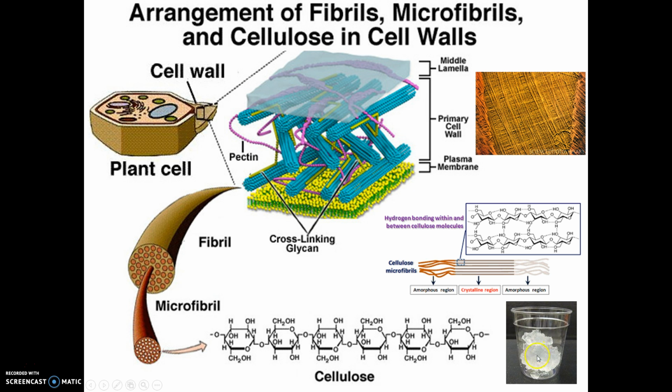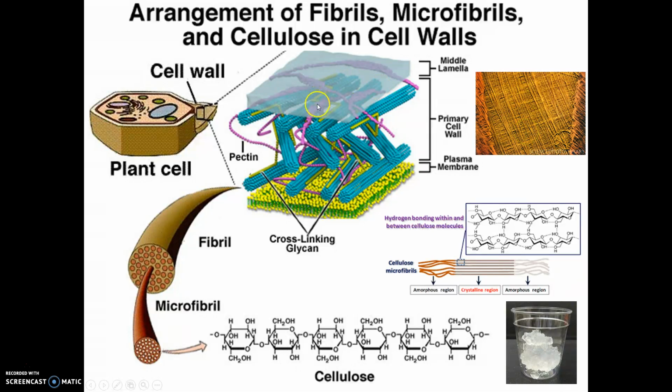And when I say crystalline, this is not ice, this is actually cellulose crystals in this cup. They organize themselves into these things called microfibrils, which then cluster to form these larger fibrils. These fibrils lay down in crisscrossing fashions, forming mats, and they are cross-linked by other macromolecules such as pectin, building this very large, dense structure.